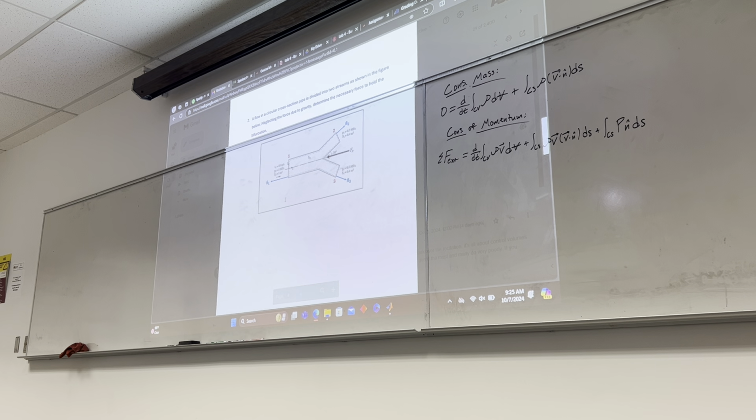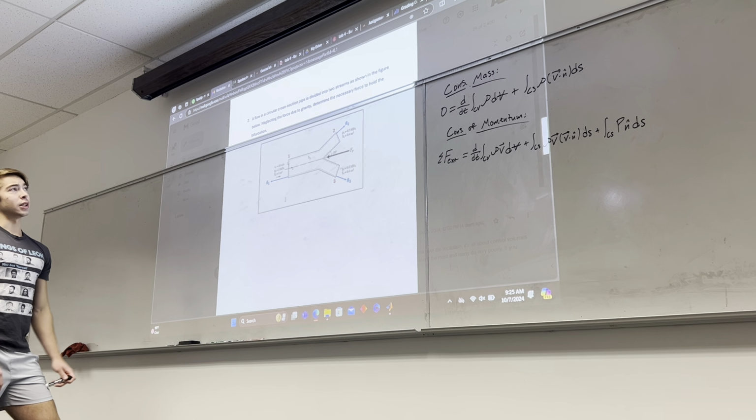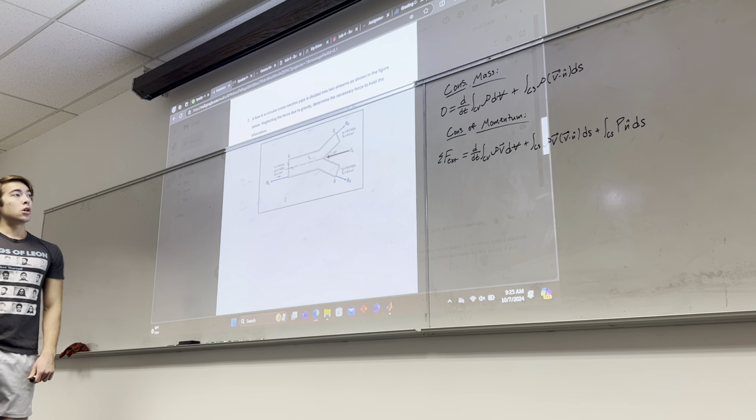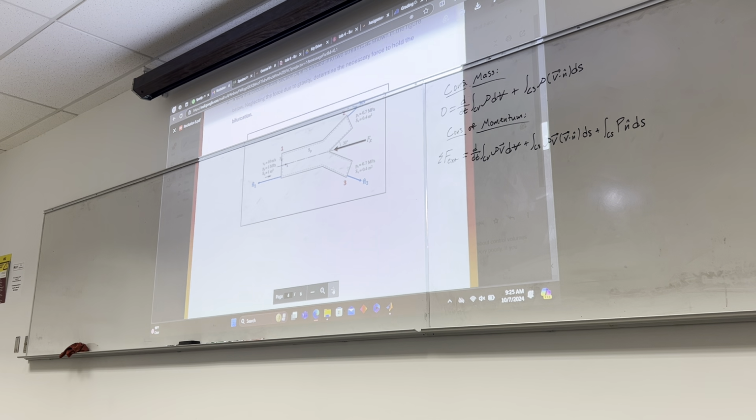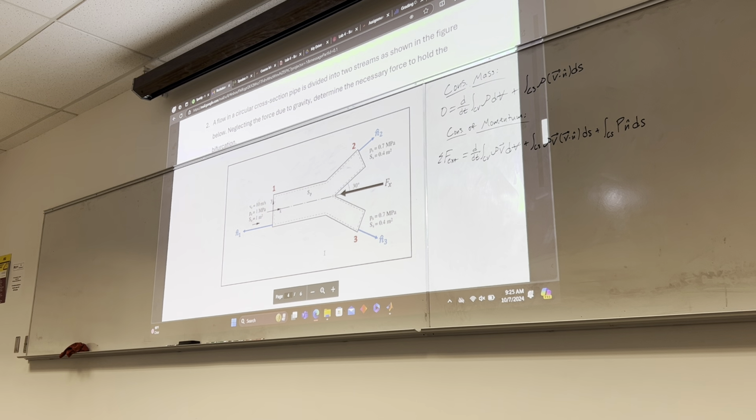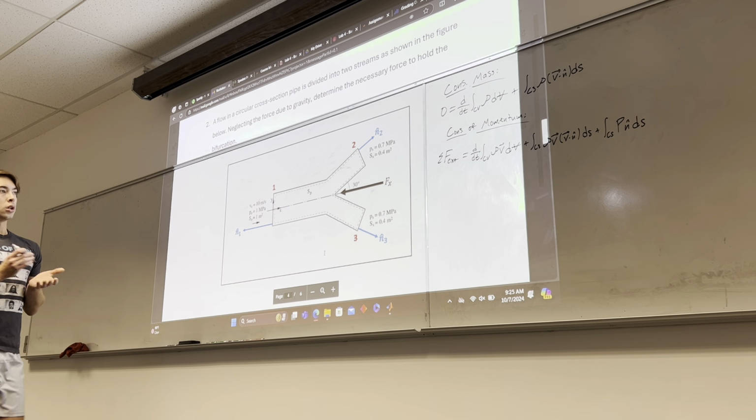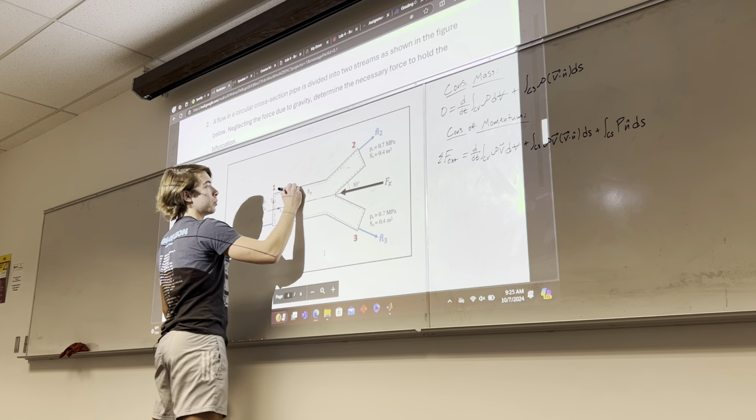All right, question 2. Flow in a circular cross-section pipe is divided into two streams as shown in the figure below. Neglecting the forces of gravity, determine the necessary force to hold the bifurcation. I'll zoom in a little more on this one. Sweet. All right. So it's pretty nice. I already made our control volume for us.